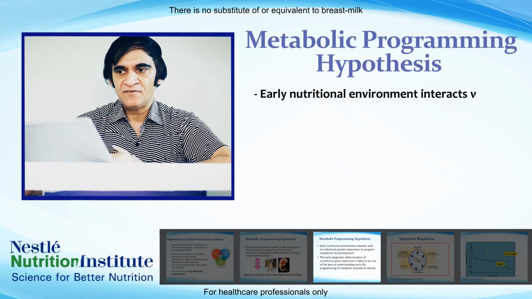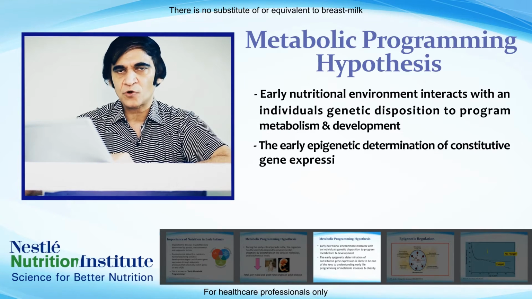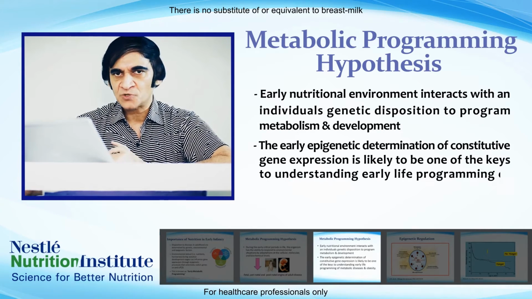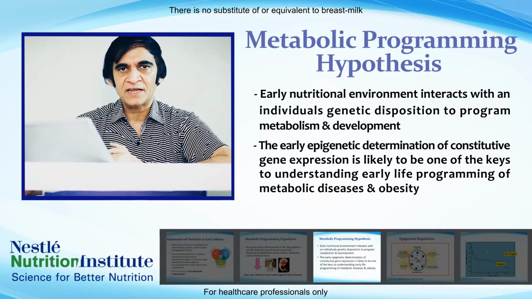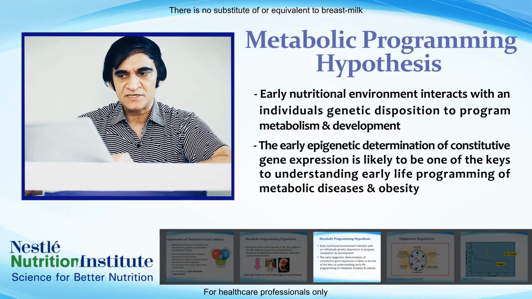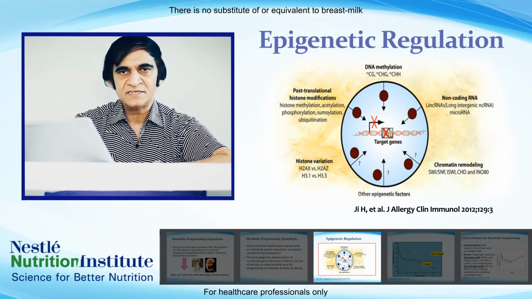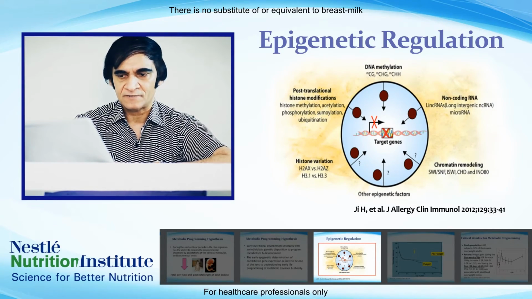So the early nutritional environment interacts with an individual's genetic disposition to program metabolism and development. So this is the relation between the nutritional environment and the epigenetic process. The early epigenetic determination of constitutive gene expression is likely to be one of the keys to understanding early life programming of metabolic disease and obesity. There is a figure where we can see how epigenetic regulation can occur.